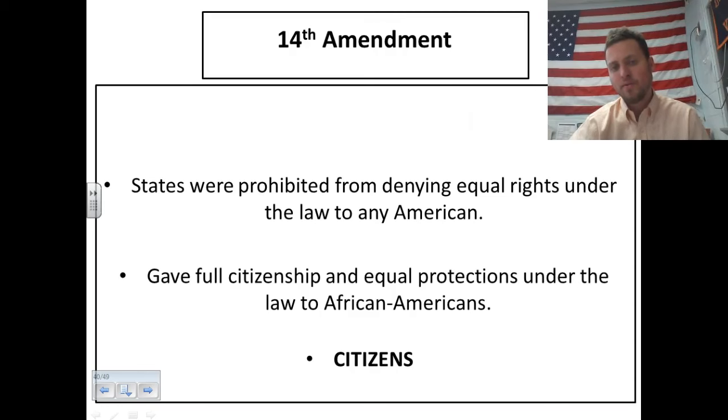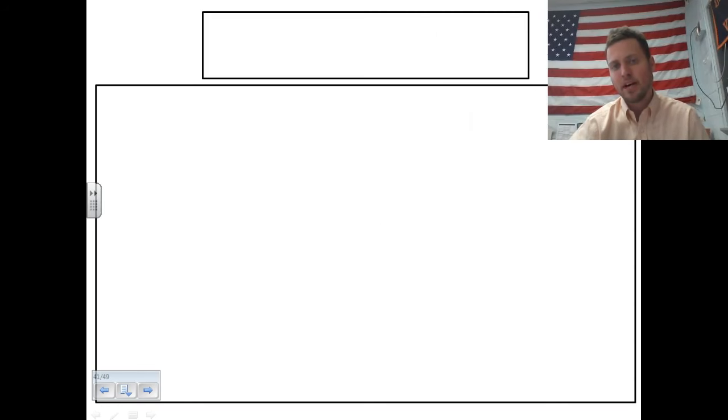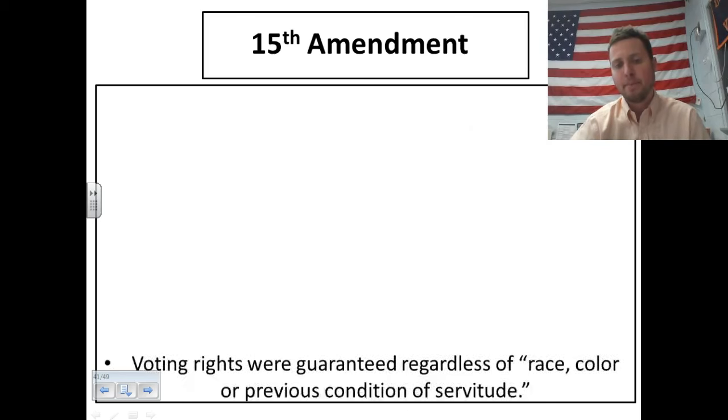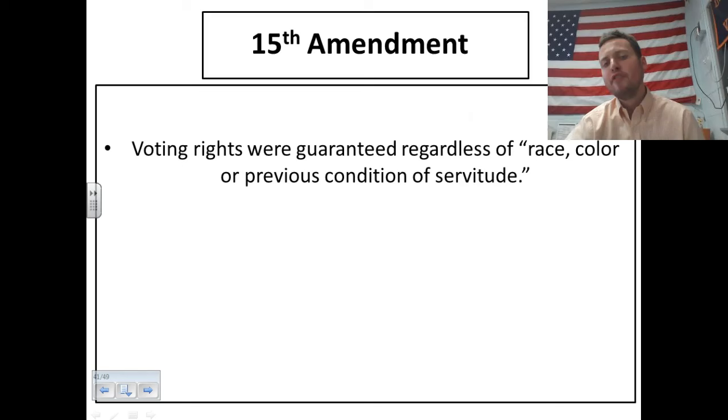Citizens. Cool? Are we good? Pause me if you're not. Let's go to 15. Please put 15th Amendment. I want you to write in, voting rights were guaranteed regardless of race, color, or previous condition of servitude. This is the right to vote for African Americans, African American men.